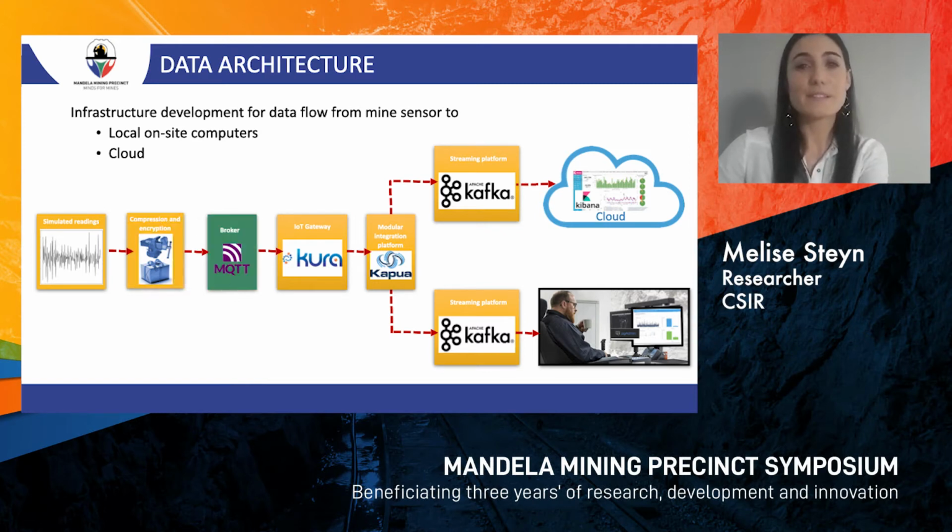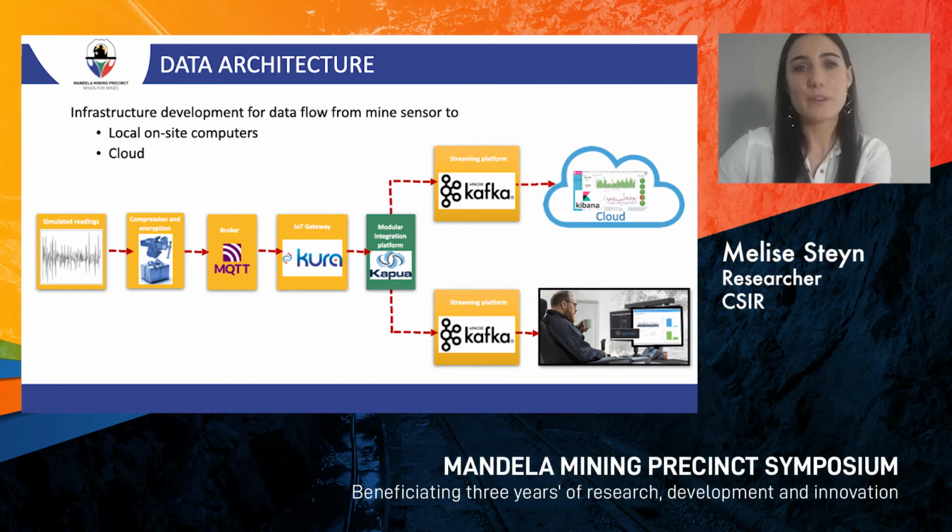Since the data was simulated and no wired connections were available, a messaging broker was used to transfer the data from the sensors to an Internet of Things, or an IoT, gateway. So this gateway serves as the connection point between the sensors in the mine and the local on-site computers or cloud. All the information moving from the sensors goes through this connected gateway.